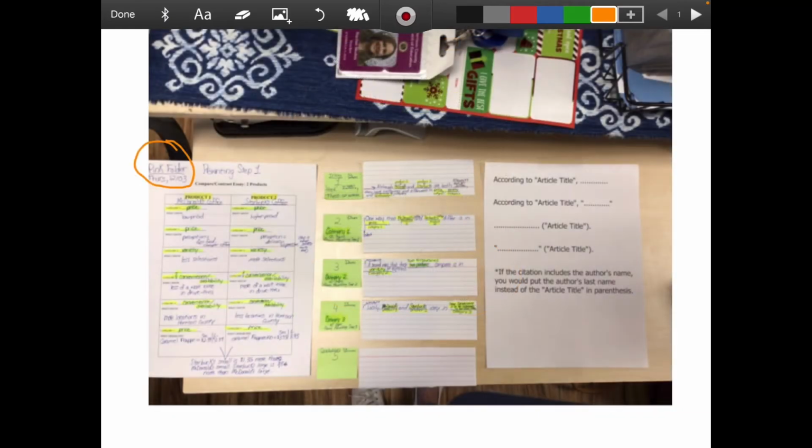Choose your product 1 and product 2 topics, and you categorized those. I categorized mine into price, variety, and convenience, availability. You at first described what you knew, and the last box on this sheet was what you researched.